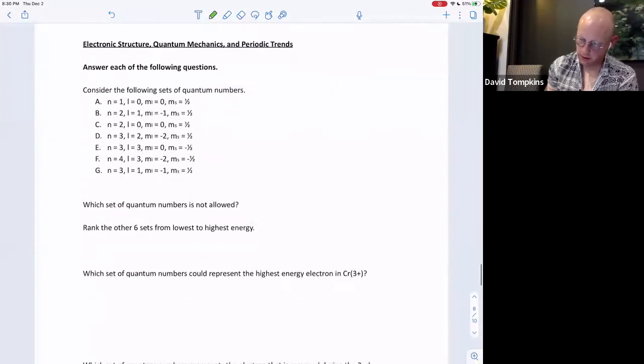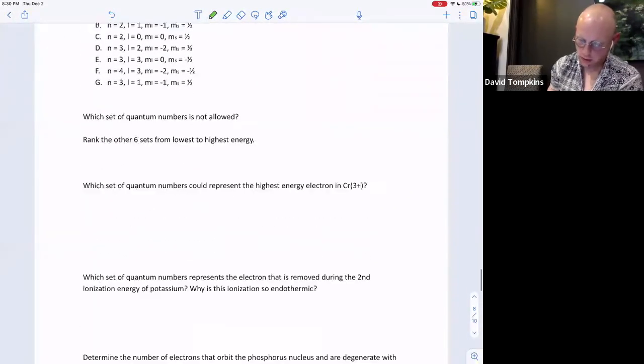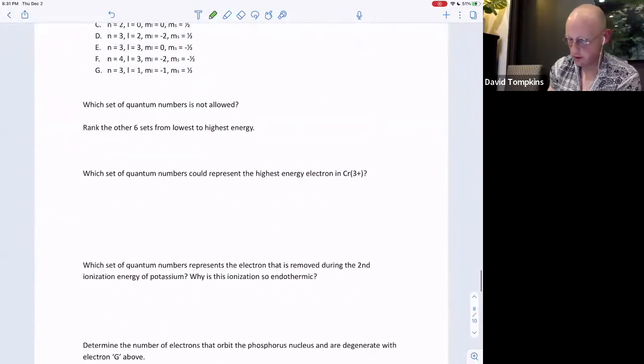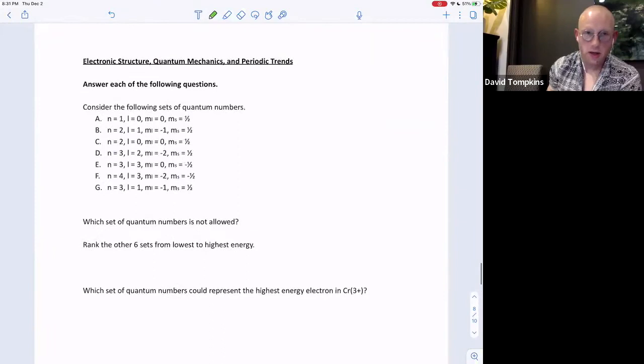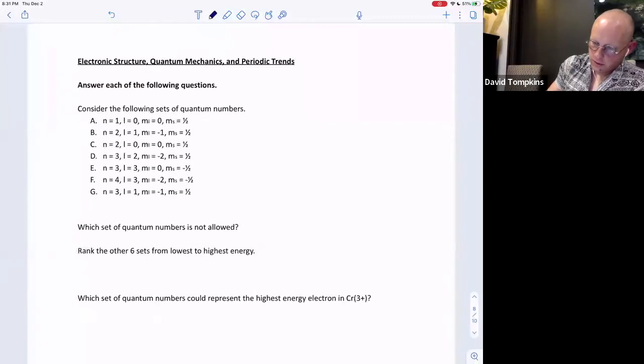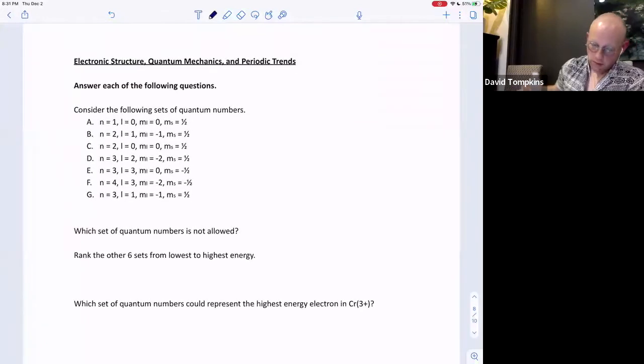All right, so let's finish by talking about some quantum numbers and a couple other periodic trends with electron configurations. So consider the following sets of quantum numbers. Remember, there are some rules for quantum numbers that tell us about how many electrons can be in a given orbital and how many electrons can share the same four quantum numbers.